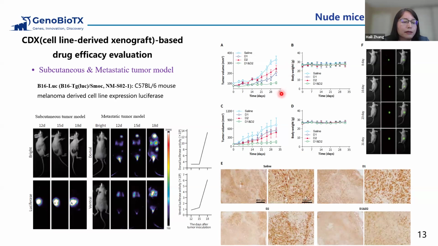So on the right here, we use this model to evaluate drug efficacy in controlling tumor growth. The results show that the combination of compound D1 and D2 significantly inhibits tumor growth. So the control group is these blue dots, and the green dots represent the combination compound D1, D2 treatment.